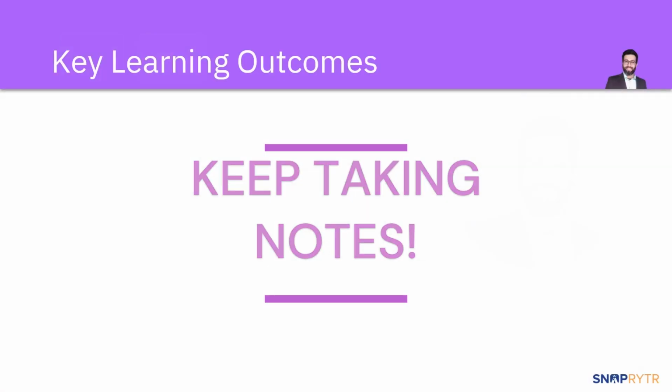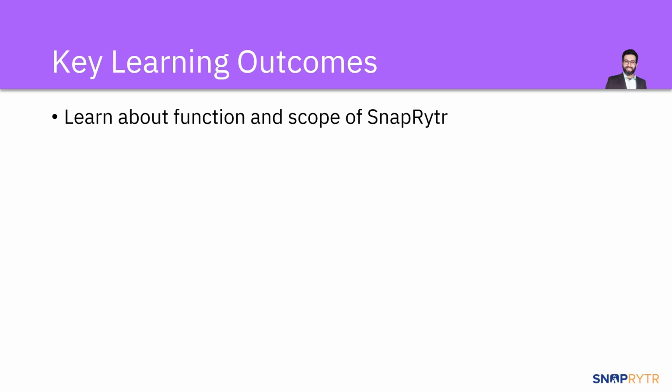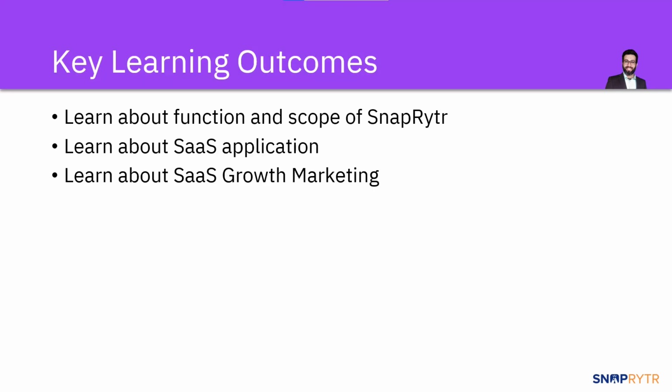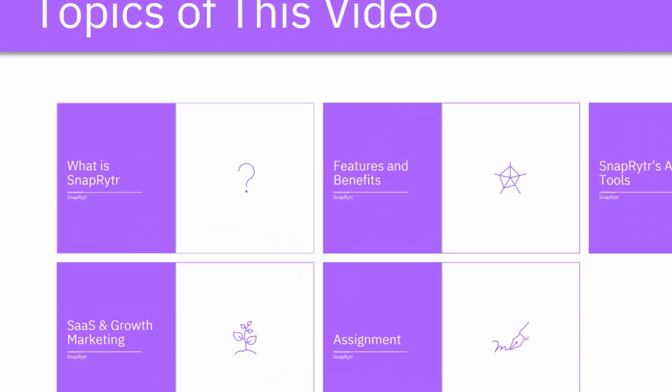By the end of this lesson, you will be able to clearly define what is SnapRytr, what is a SaaS application, and what is SaaS growth marketing. So let's get started. In this video, we first see what SnapRytr is, its different features and tools available. Then we will understand what is a SaaS product and how to do growth marketing for it. In the end, I will share your assignment with you.